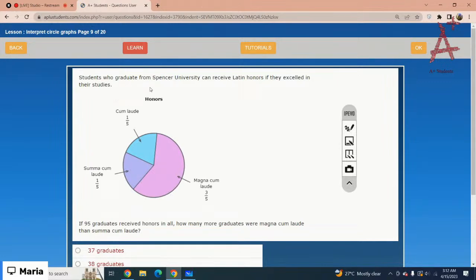Okay, students who graduate from Spencer University can receive Latin honors if they excelled in their studies, correct? If 95 graduates received honors in all, how many more graduates were magna cum laude than summa cum laude? Got it? So the total is 95. So you need to calculate how many more graduates were magna cum laude. So you need to calculate 3 by 5th of 95.